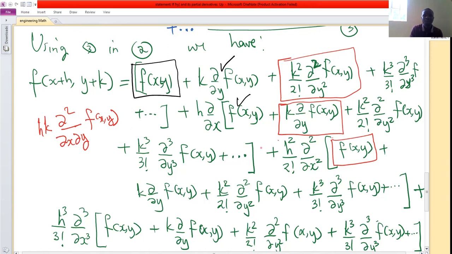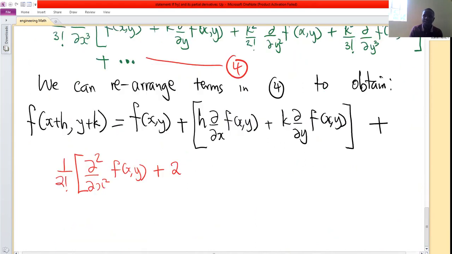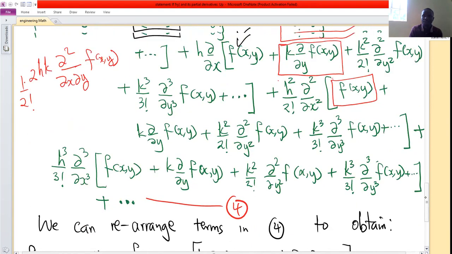So for me, because I'm using bracket, I need to put a 2 here, so that when I multiply by 1 over 2 factorial, I still get back my original second partial derivative of x and y. So I'll have to put 2 hk, partial squared, partial x partial y, of the function f of x, y.